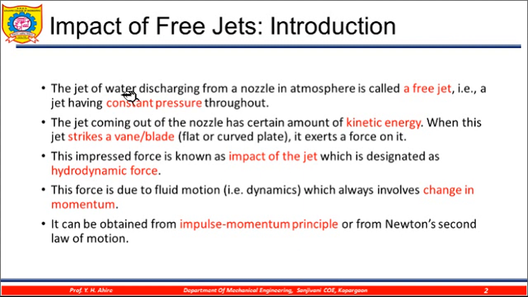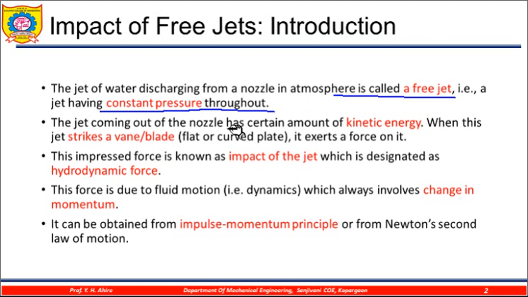The jet of water discharging from a nozzle in the atmosphere is called a free jet. The jet produced by the nozzle in an atmosphere is called a free jet, and it has a constant pressure throughout the jet. Preferably the jet has atmospheric pressure inside the jet, which is produced freely in the atmosphere, known as free jet. So pressure is constant and it is atmospheric pressure.